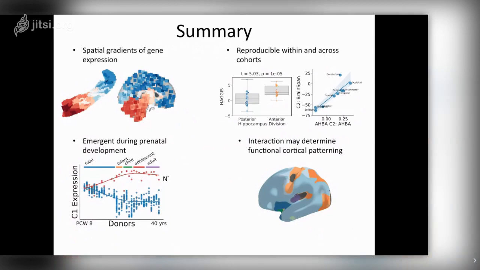So all in all, in these 2 studies, we identified patterns of gene expression that occurred systematically along spatial gradients in the brain, both locally and more globally. The components were reproducible across and within cohorts, and they appeared to emerge prenatally. So while it requires further follow-up work, we are interested in testing whether and how these gradients may be involved in cortical arealization.